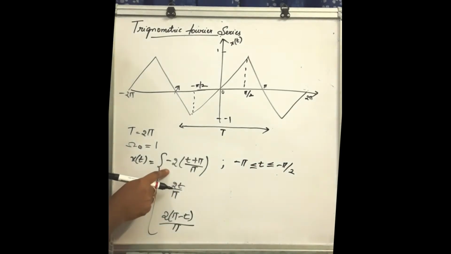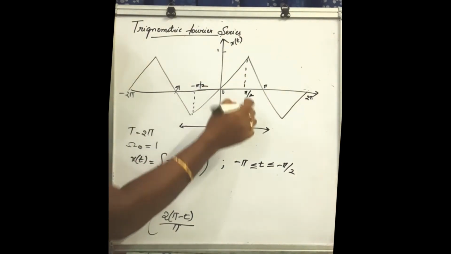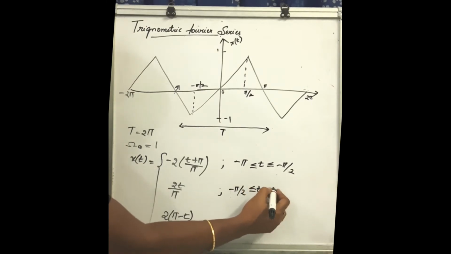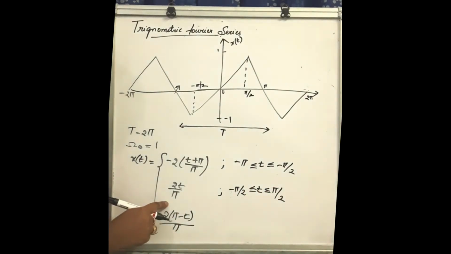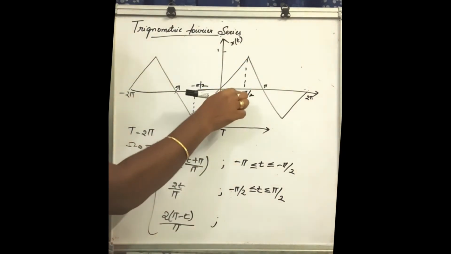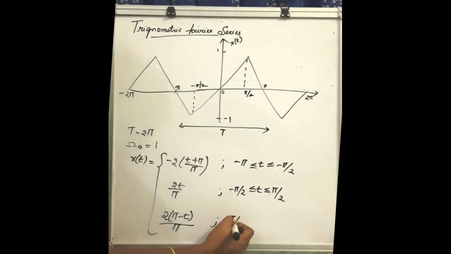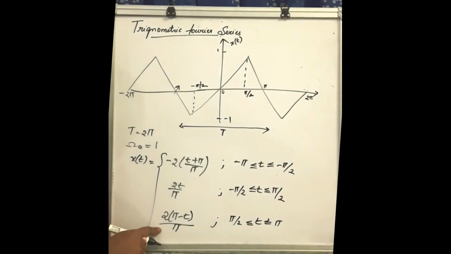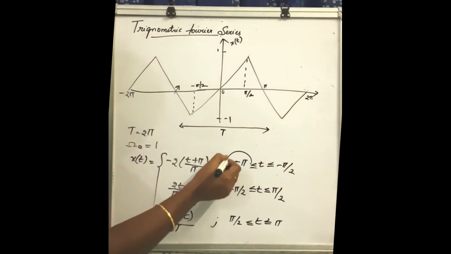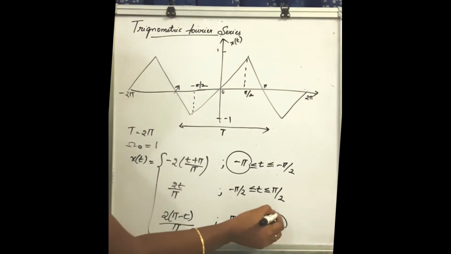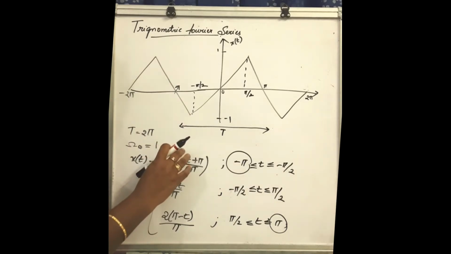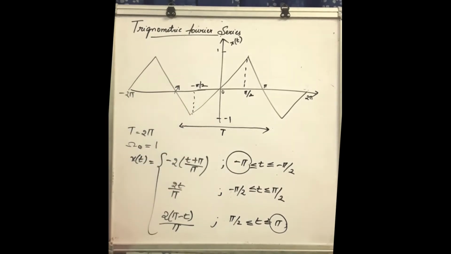This is your amplitude for minus pi by 2 to pi by 2. This is your amplitude. And from pi by 2 to pi, this is your amplitude. So first the wave starts at minus pi and ends at pi. These are the intermediate different amplitudes that have been obtained. Now we will see how to find each amplitude.